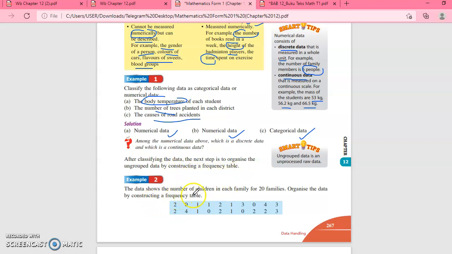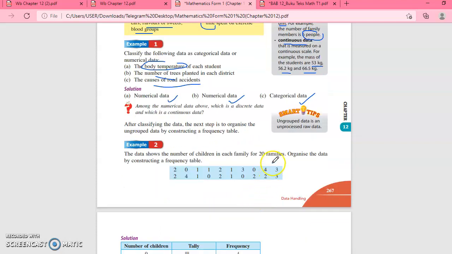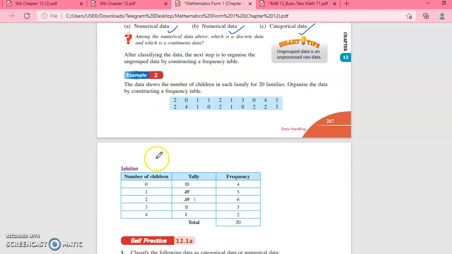The data shows the number of children in each of the following 20 families. Organize the data by constructing a frequency table. Let's say the first family has 2 children, the second family has no children, the third family, until the 20th family. What kind of data is this? Ungrouped data. Ungrouped data is unprocessed raw data. So how do you make it into a frequency table?